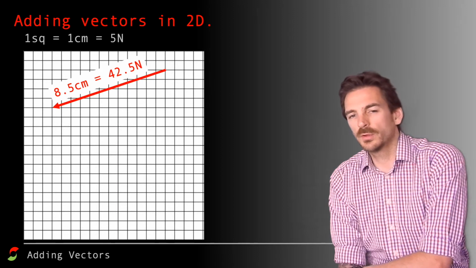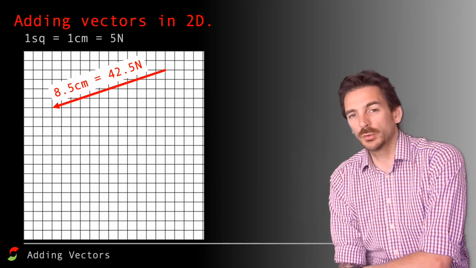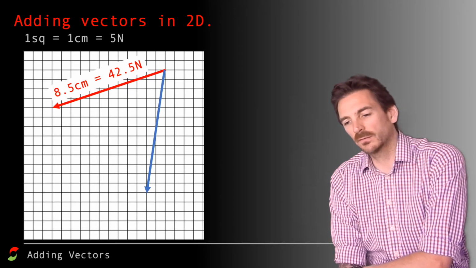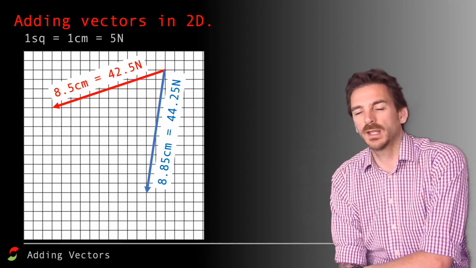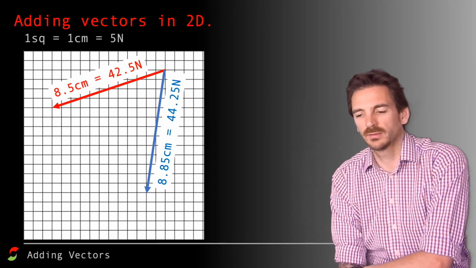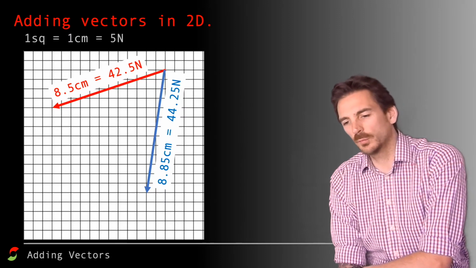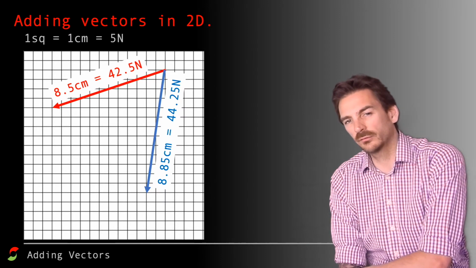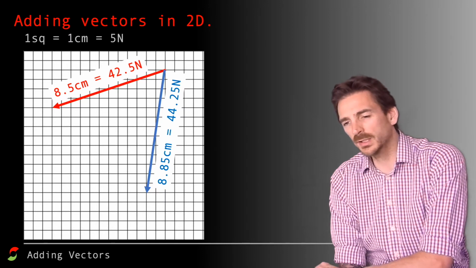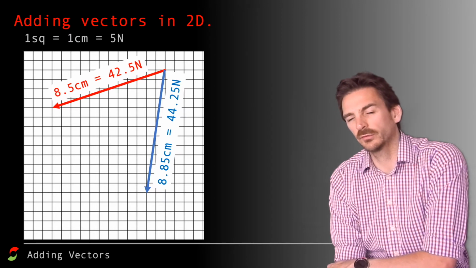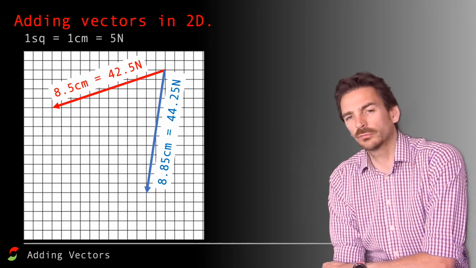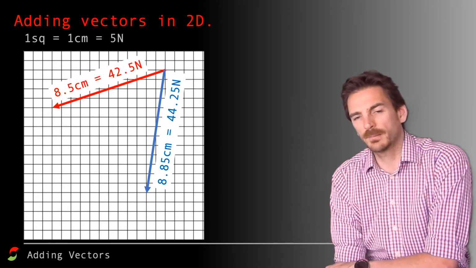So what we're going to do with that is add this blue one on top of it. So we measure the length of that, and we get 8.85 centimetres, quite precise. And that's going to give us a force of 44.25 newtons. We're going to add those two vectors together. And even though the origin is in a different position, we still apply the same rule. We're still going to draw this parallelogram.